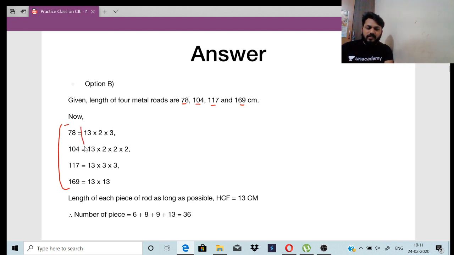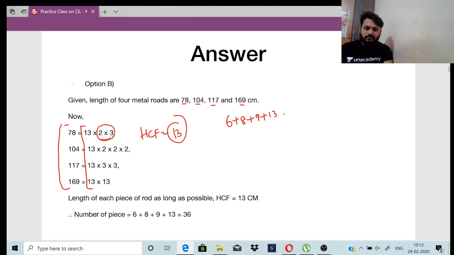So which is the longest here? The length of each part will be the HCF. So this is a question on HCF and LCM. What is the HCF here? Right, 13. The highest common factor in all of them is 13, right? So how much will be the number of pieces? It is 6 plus 8 plus 9 plus 13, right?